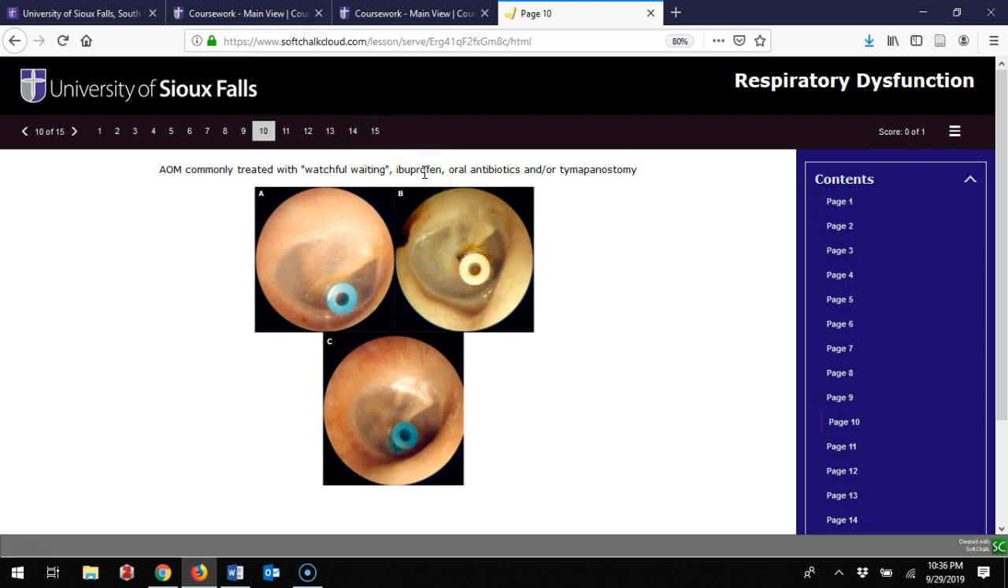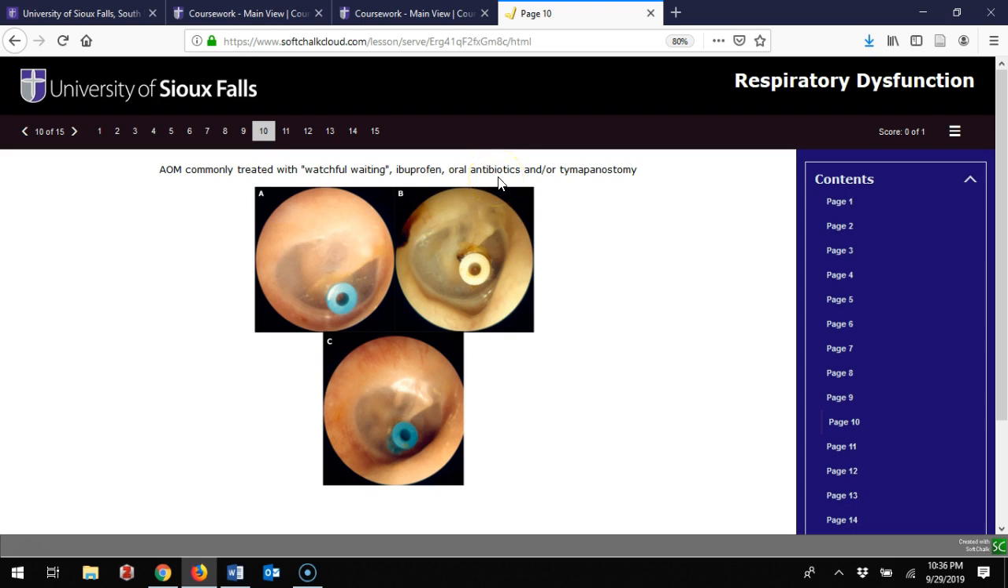We can treat with ibuprofen. Sometimes that eustachian tube is swollen and the fluid gets trapped in the middle ear. And so by opening up that eustachian tube with decreasing their swelling, sometimes that will help with the fluid behind there and the pain and discomfort that's caused by that. If it is a severe ear, like we saw on that previous page, we can use oral antibiotics to treat it.